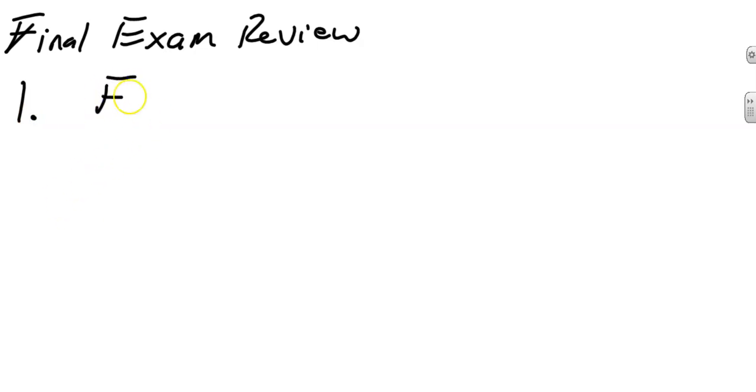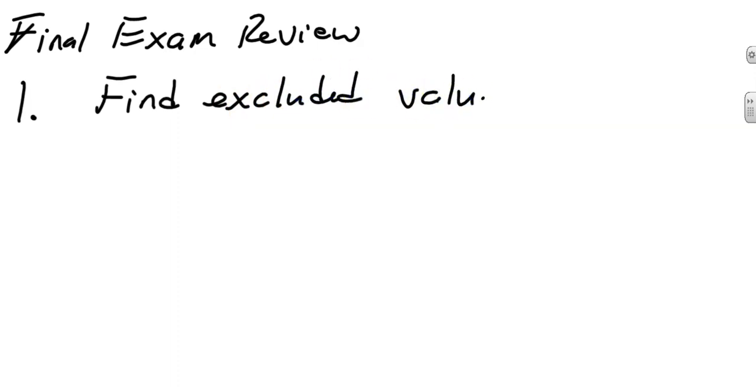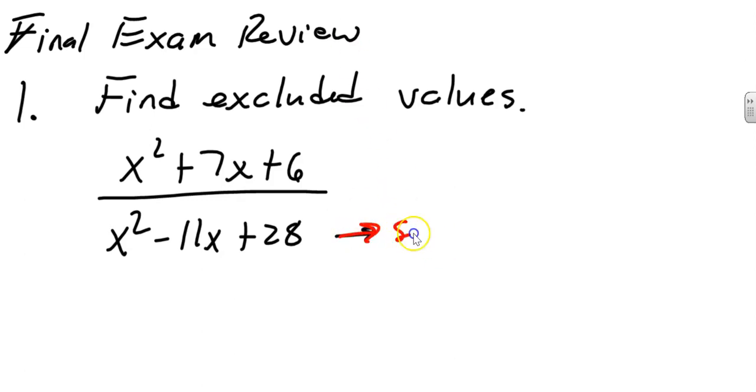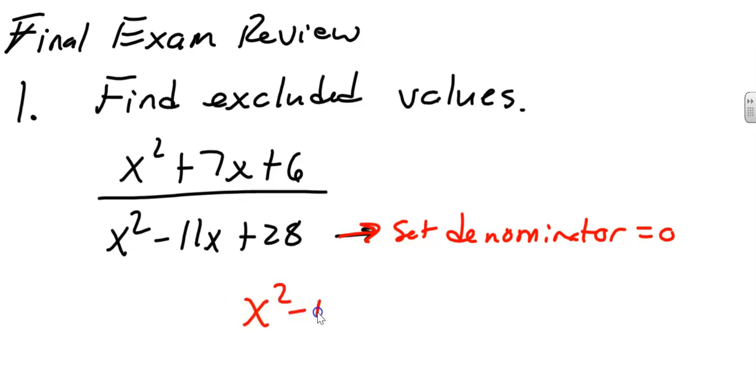It says to find the excluded values. So it's x squared plus 7x plus 6 divided by x squared minus 11x plus 28. Okay, and when it says find excluded values, that basically means you take your denominator and you set it equal to 0. And when you do that and solve it, that's going to give you all the numbers that would be your excluded values.